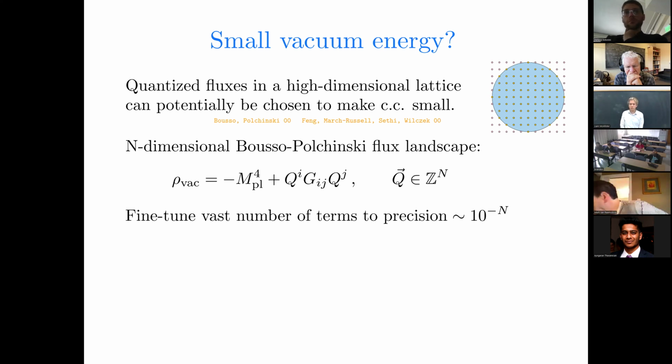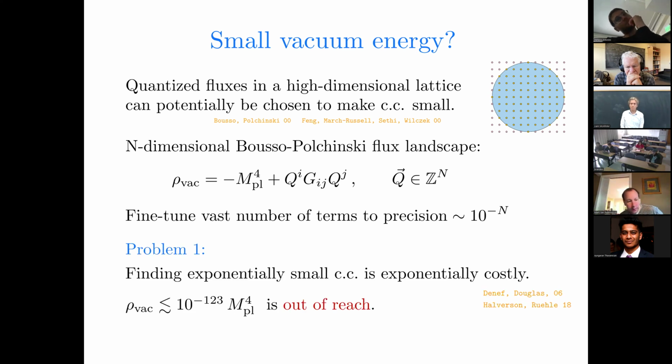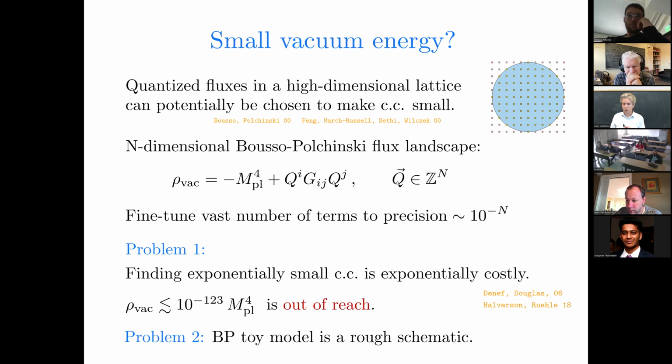But you can see what that's doing. You're fine-tuning an enormous number of terms to exponential precision. The first problem with this general approach, not to say that it's not potentially how things actually work, is that finding an exponentially small cosmological constant is exponentially costly. Concretely, if you want a cosmological constant of order 10 to the minus n, you typically have to try about 10 to the n different choices of flux. The other problem is that this toy model is a rough schematic. It's not precisely in accord with the vacuum energy that you would compute in a real solution of string theory.